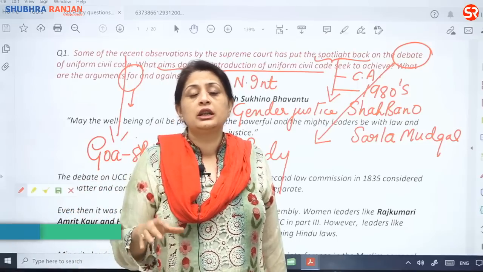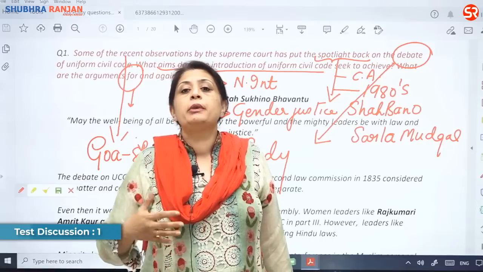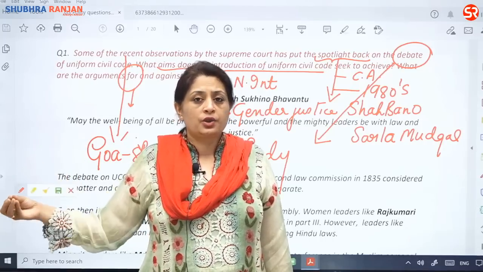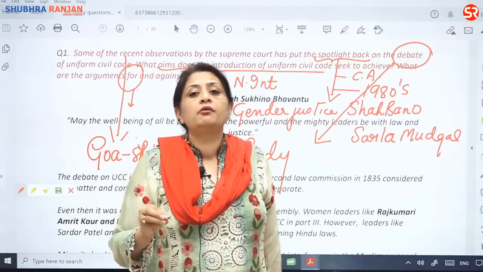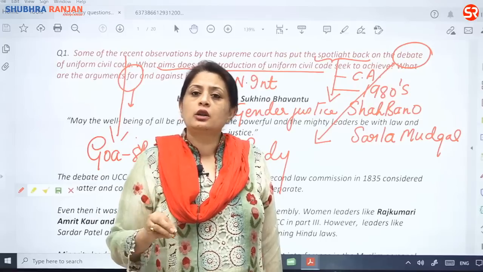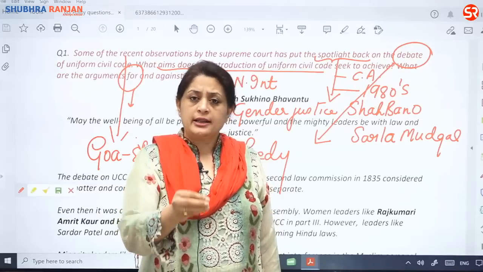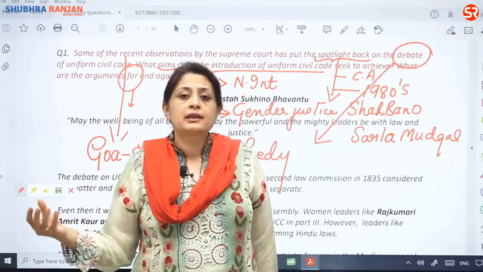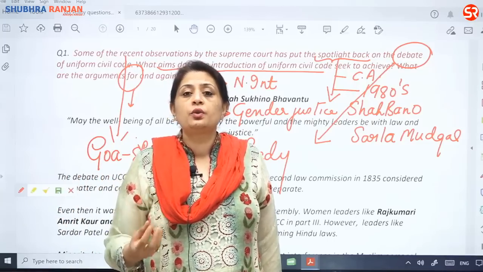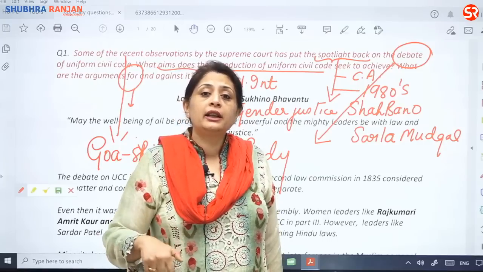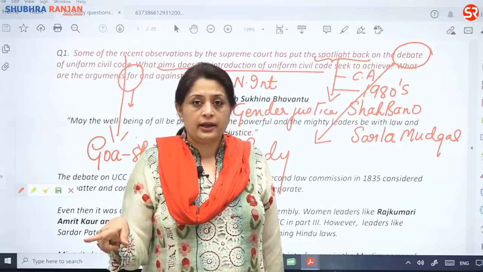So if you see the current scenario, maybe that environment is yet to emerge. For example, you can give reference to the views of the Law Commission. The Law Commission said that though it is a desired goal, we should go step by step. First, we should try to bring gender equality within religions and then between the religions.